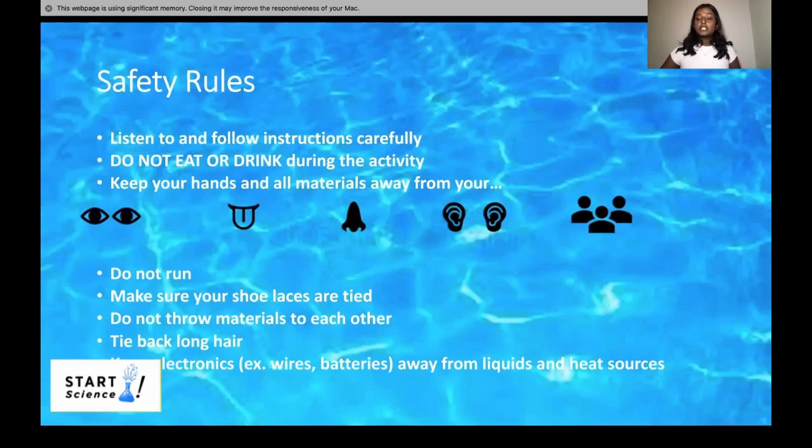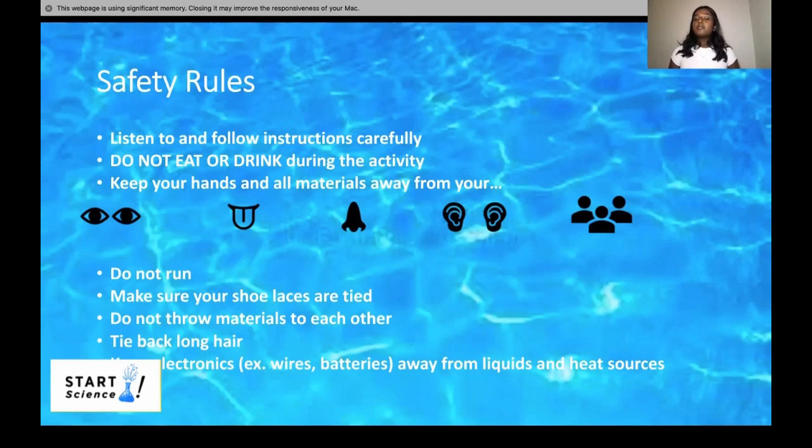Before we get started, we know with any science experiment, there's always a set of safety rules we're going to go through. These rules have been set for us by Start Science, and I think they make sense and they're very helpful in order to keep everyone safe at home. So make sure that you listen to and follow instructions carefully. Anything I say today, make sure that you are following carefully. If you have questions, please contact us before you do the experiment. We do want to make sure everyone is safe during this time. Do not eat or drink during the activity, unless otherwise notified by us, unless we need you to taste something. Other than that, please don't.